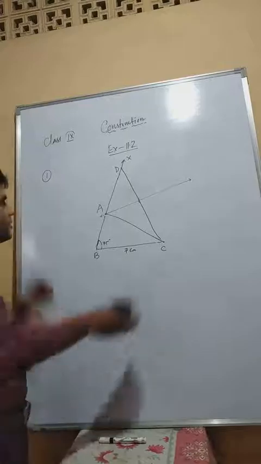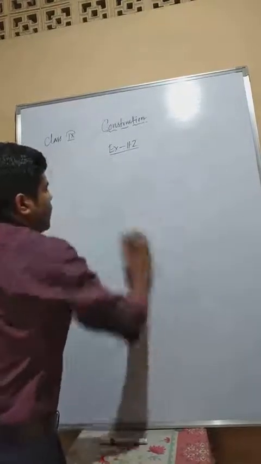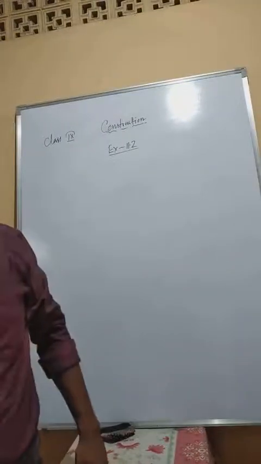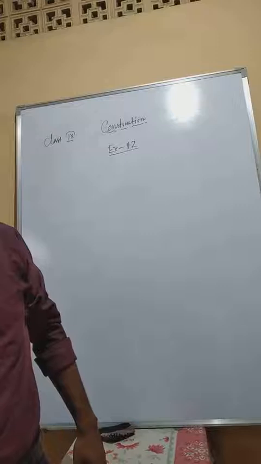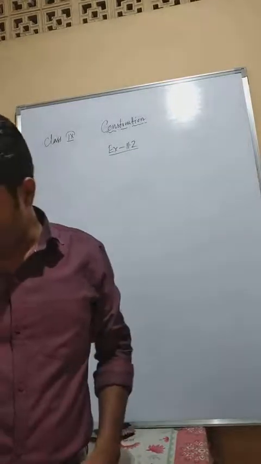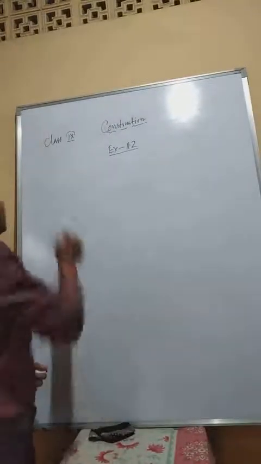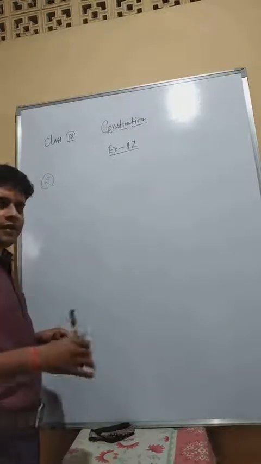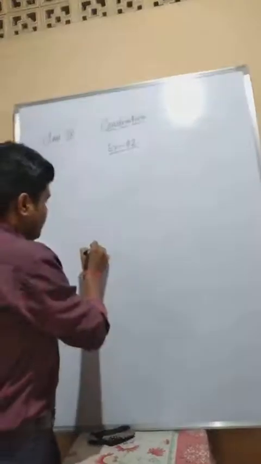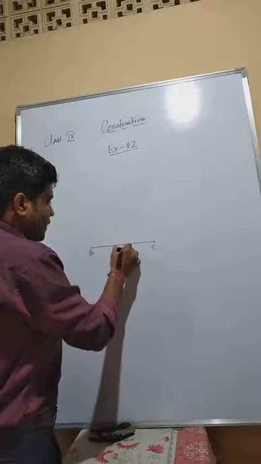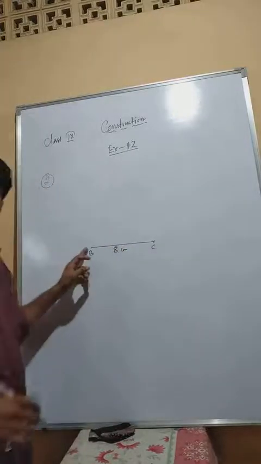So next one is the difference one. Construct a triangle ABC in which BC is 8 centimeter, angle B is 45 degree, and AB minus AC is 3.5 centimeter. Number 2, you see BC is given. So again I am drawing this base BC, this time 8 centimeter. At B, 45 degree angle.